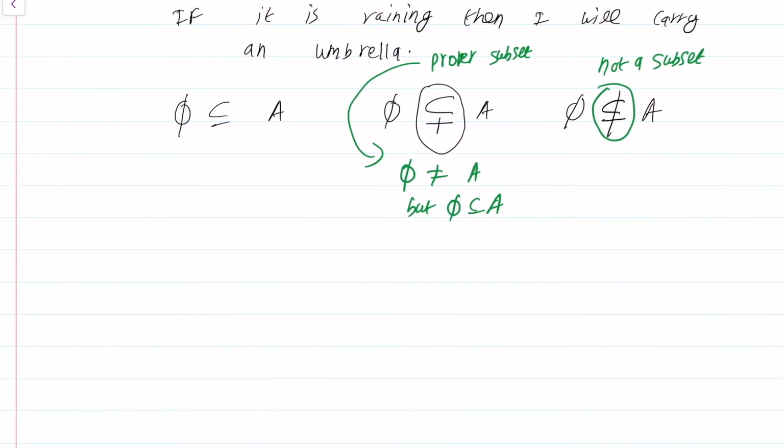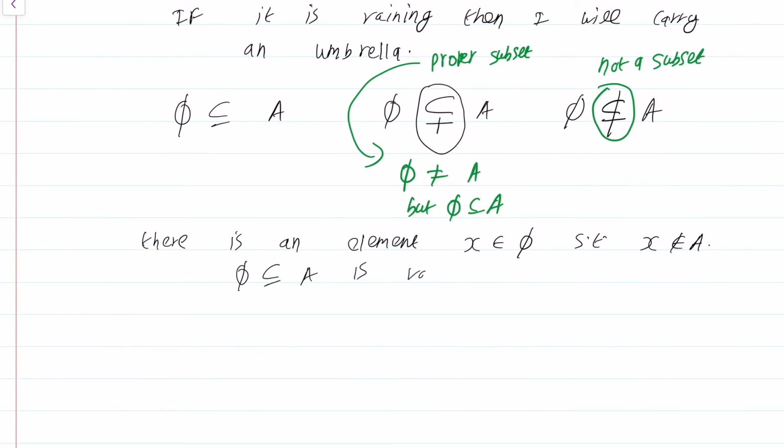Now we can, using the meaning of if then, try and prove when phi will be a subset of every set A. If you look at the definition of if then, the only possibility is that there is an element x in phi such that x is not an element of A. Only under this scenario will phi fail to be a subset of A. But there is no element x in the empty set. The empty set is by definition a set that has no elements. So the statement phi is a subset of A is vacuously true. That means it's an implication where the antecedent is false. So phi is a subset of A.